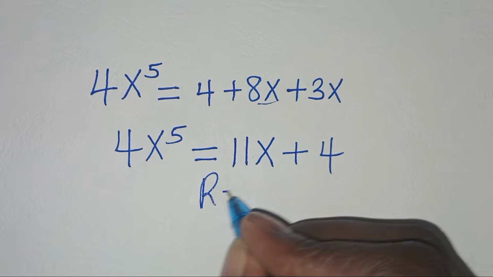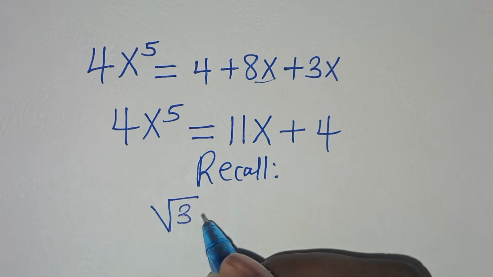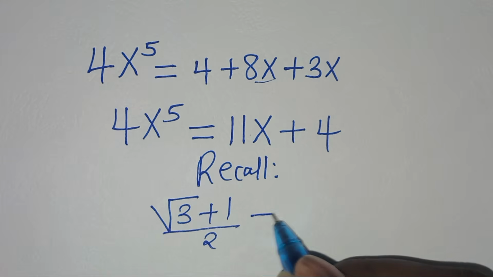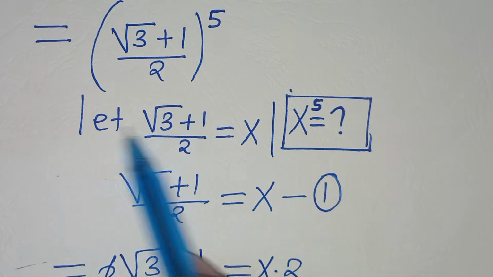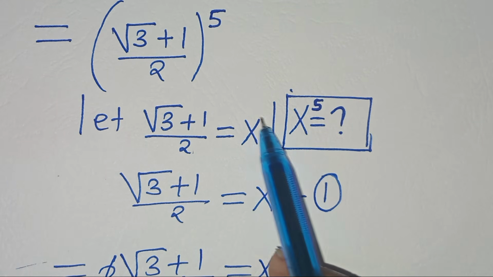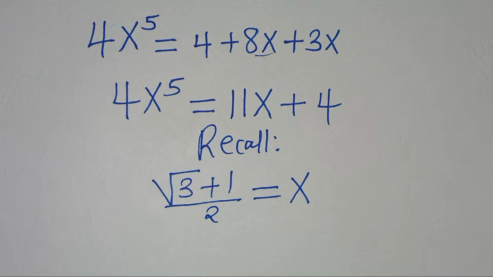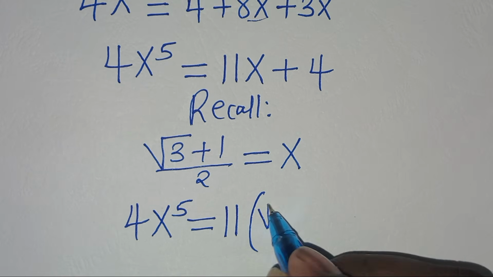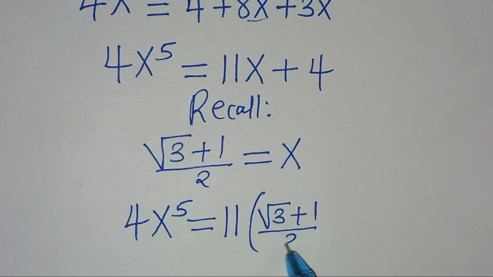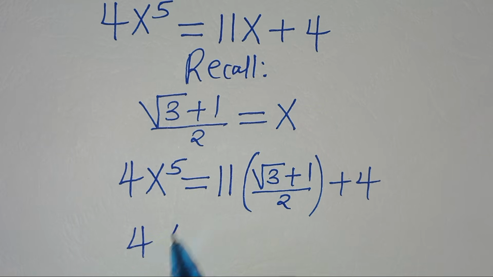Now if you recall from equation 1, which is the same thing as (square root of 3 plus 1) over 2, this is the same thing as x. We understand that we let (square root of 3 plus 1) over 2 be equal to x. So let's substitute x here. So we have 4x^5 equal to 11 multiplied by (root 3 plus 1) over 2, then plus 4.